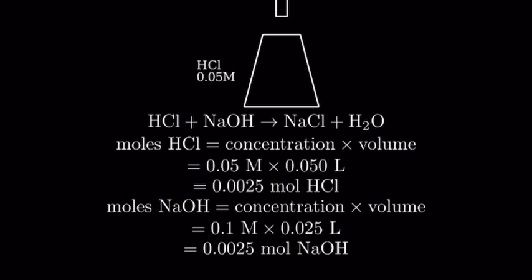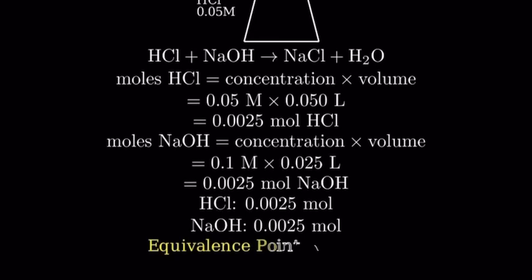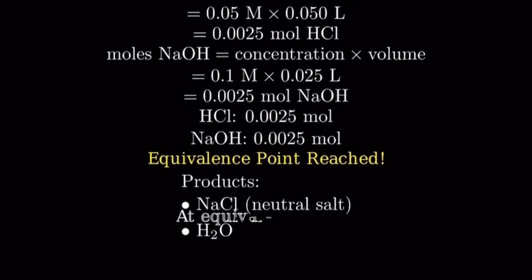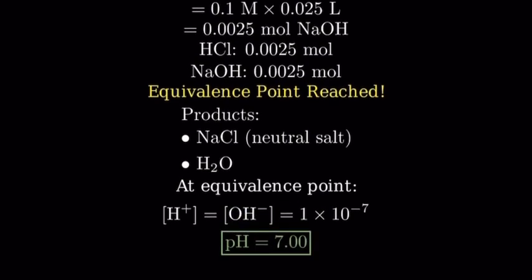Looking at our results, we can see that we have 0.0025 moles of both hydrochloric acid and sodium hydroxide. This means we've reached the equivalence point where the acid and base have completely neutralized each other. The products of this reaction are sodium chloride, which is a neutral salt, and water. At the equivalence point of a strong acid-strong base titration, the solution is neutral. This means that the concentrations of hydrogen ions and hydroxide ions are equal, and the pH equals 7.00.